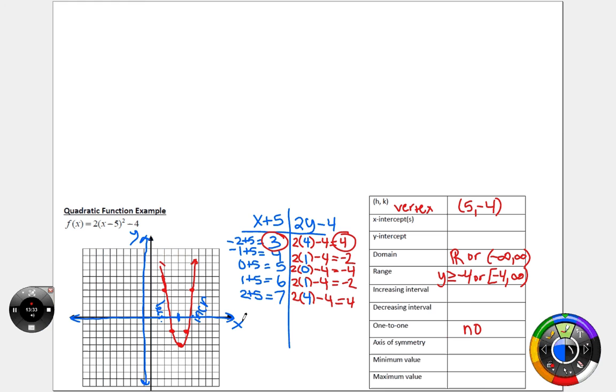I get that you guys are saying the increasing part goes from -4 to infinity. Those are the maximum, minimum values that you're talking about. But when we list the increasing interval, we're saying domain values.